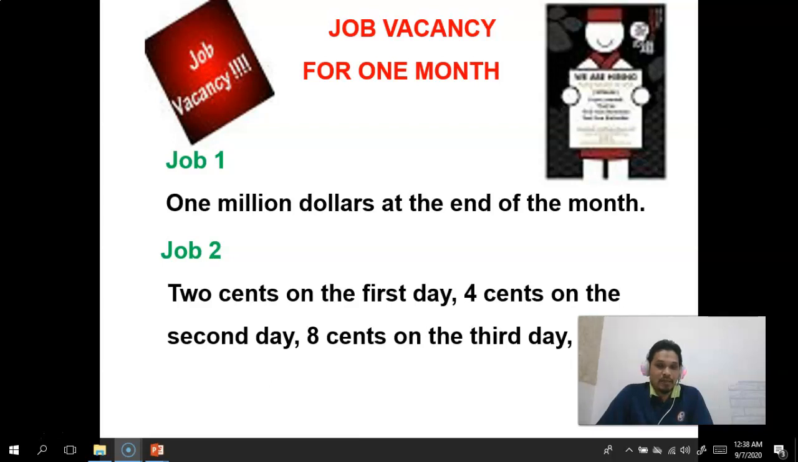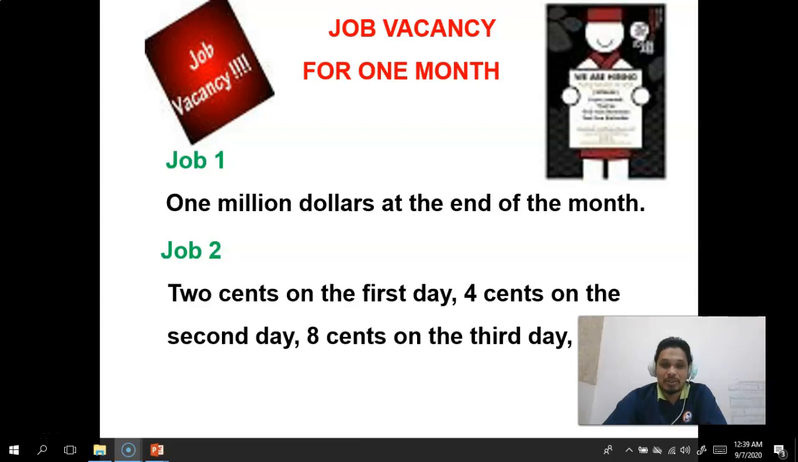Okay, guys, girls, if I ask you honestly which job you're going to grab, without thinking deeply, without thinking for a long period of time, I do believe that all of you will grab the job with $1 million. But for job two, what kind of job is going to pay us 2 cents on the first day, 4 cents on the second day, 8 cents? You all disappeared. Okay, never mind.